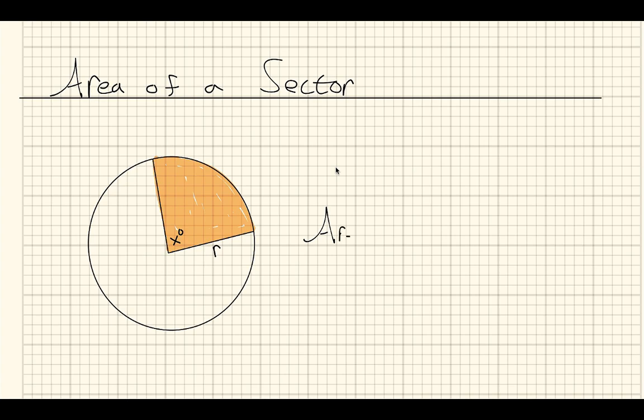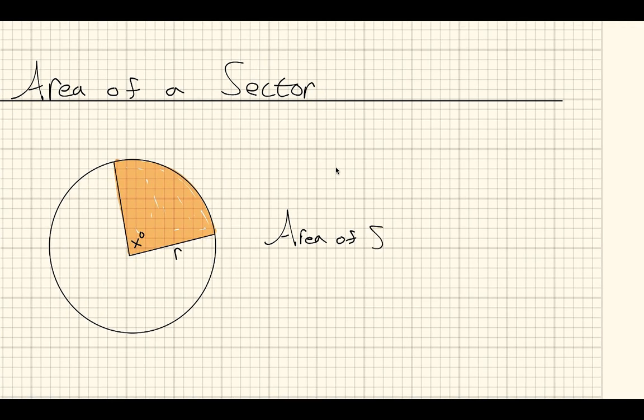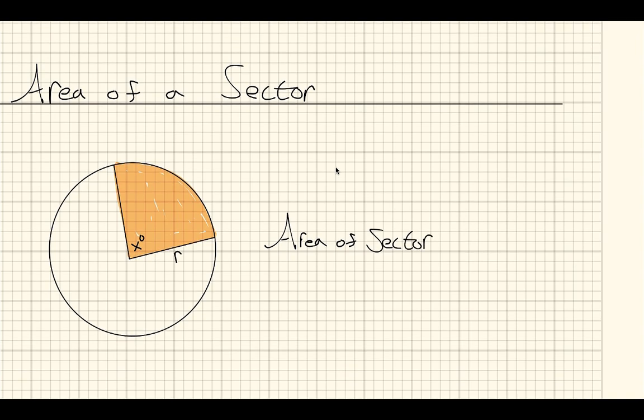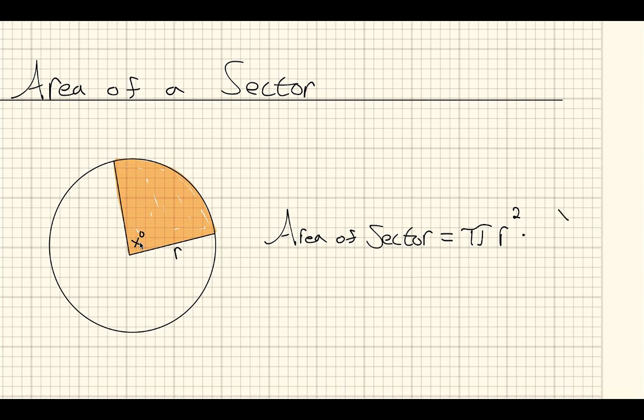So area of sector. We still use the pi r squared, but just like for arc length, we're only going to take the portion of it that's highlighted, which is part of this central angle. So we're going to take that and multiply it by x, whatever that is, divided by 360 degrees. So that's what we're going to be doing for finding the area of a sector. Same formula as area of a circle. Just take that central angle divided by 360 and then multiply that by your area of the circle. And that's going to give it to you.